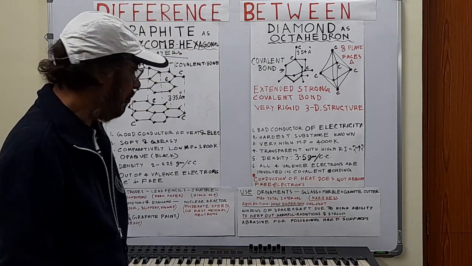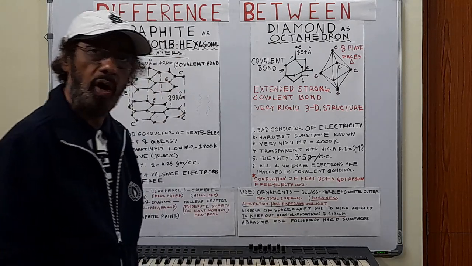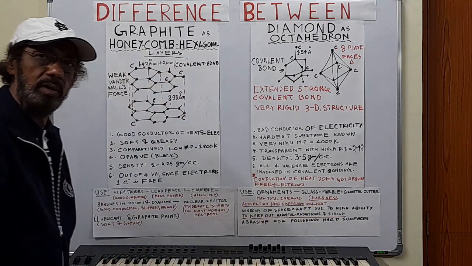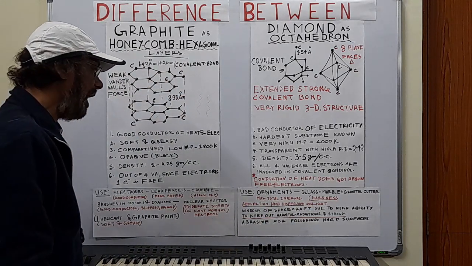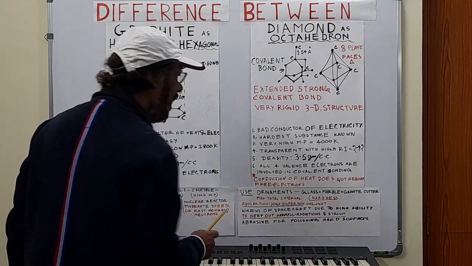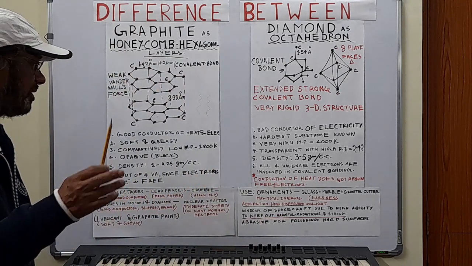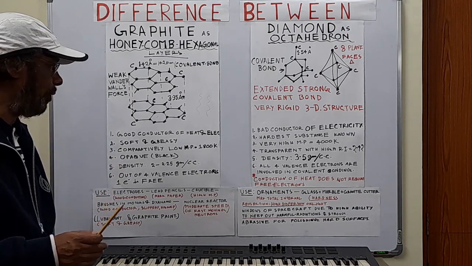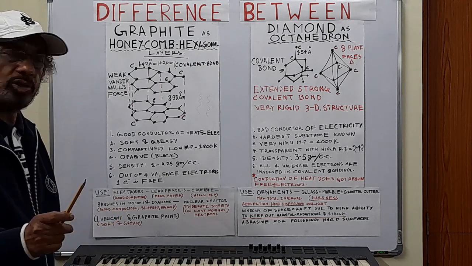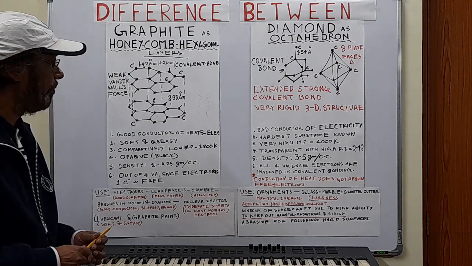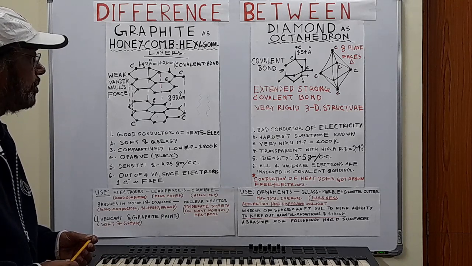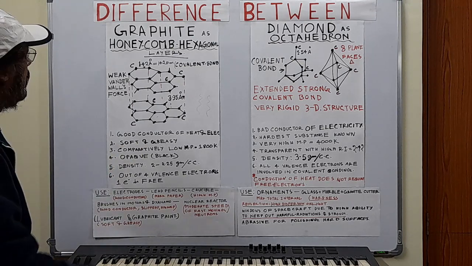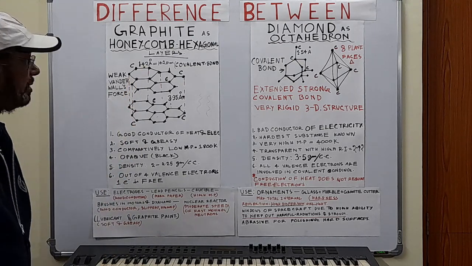One very important use of diamond is in the windows of spacecraft, because it has a high ability to keep out harmful radiations, say cosmic radiations like that. It can obstruct this type of radiation, and that's why diamond is used in windows of spacecraft. So these are the differences between graphite and diamond.